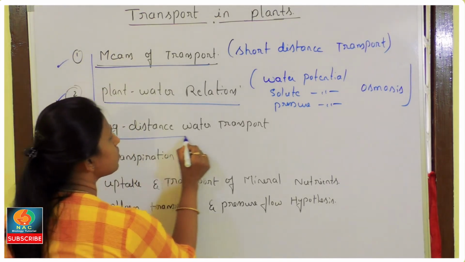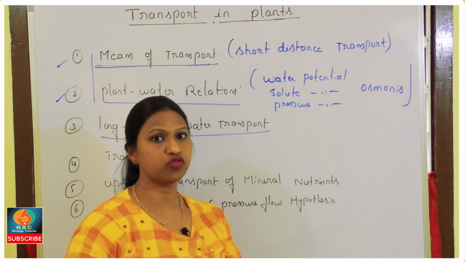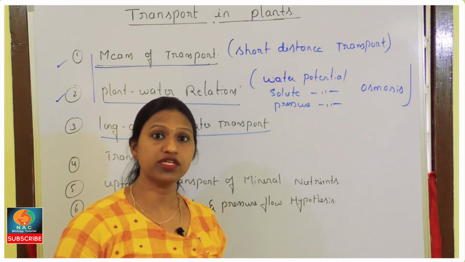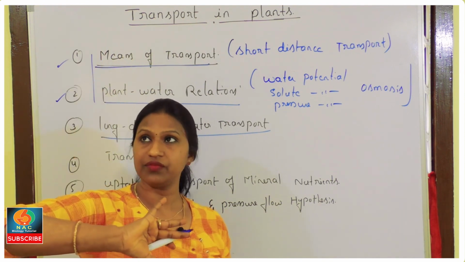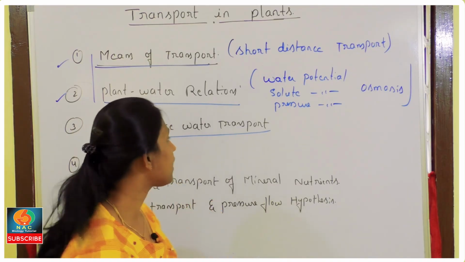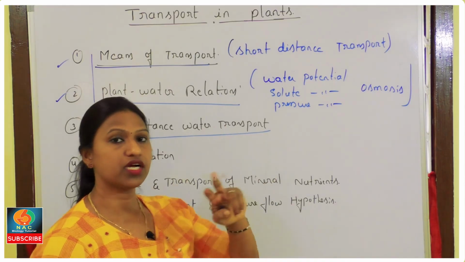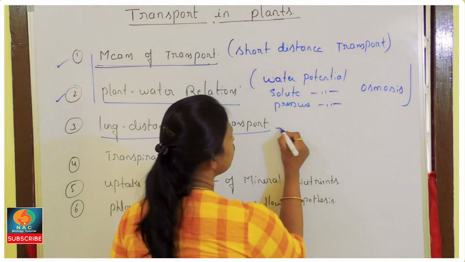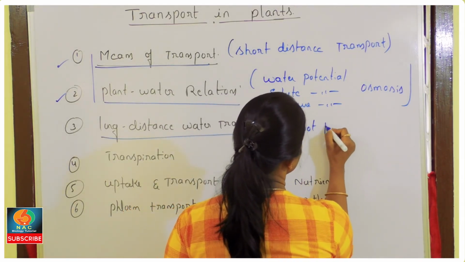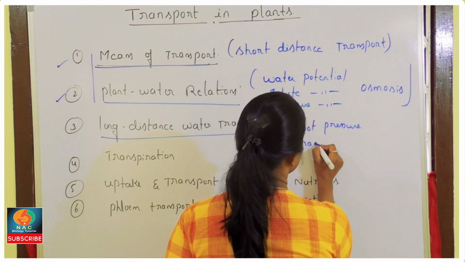And the next thing is long distance water transport. So that is what I told. We are going to pour water to the root, not to the tip of the plant. And how is it going to be transported to the entire plant part? This is by long distance water transport. So here we'll cover 2 concepts. One is root pressure and another one is transpiration pull.